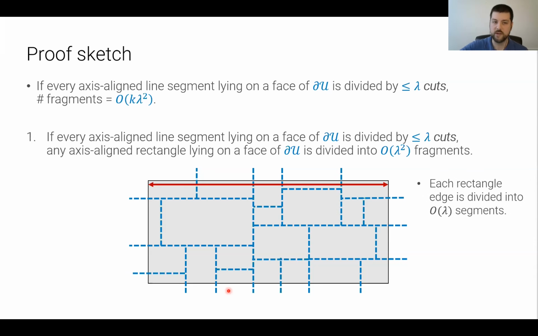By the property that every line segment on a face is being divided only lambda times, a line segment on this rectangle, which lies on a face, is only divided lambda times. And so the total number of vertices in the subdivision of the rectangle is only order lambda on each edge of the rectangle.